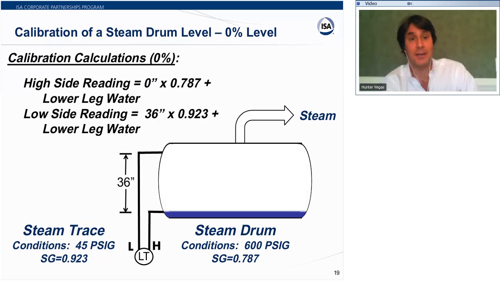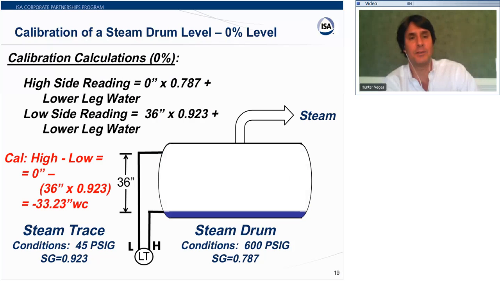So the high side reading is pretty easy. It's 0 plus the lower leg water, which we said we don't care about because we're going to read the same thing on the low side as well, so we can ignore it. On our low side, we've got the lower leg water again, same thing, so it's just being subtracted off. But we have 36 inches of 0.923 gravity water. And so that will give us a 0 minus basically 33.23, or a calibration for 4 milliamps of negative 33.23. That seems very odd. That kind of blows up some techs' minds, but that is the actual calibration for the 4 milliamp point for this transmitter.